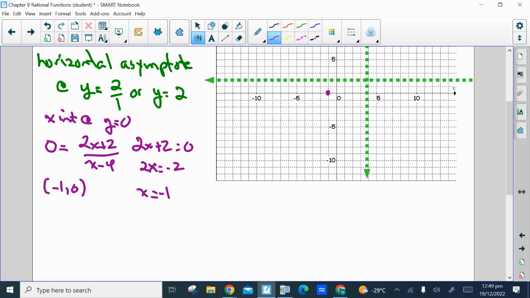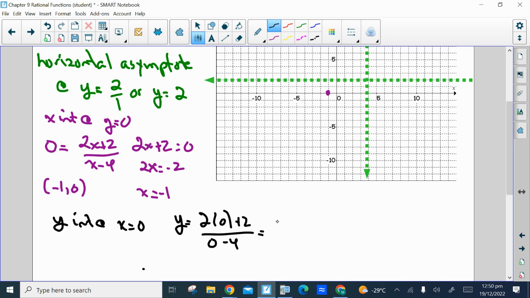That's the x-intercept. The y-intercept is where x equals 0. So y equals 2 times 0 plus 2 over 0 minus 4. 2 times 0 is 0 plus 2. 0 minus 4 is negative 4, so that gives us negative a half. Point 0, comma, negative a half. So that's right there.